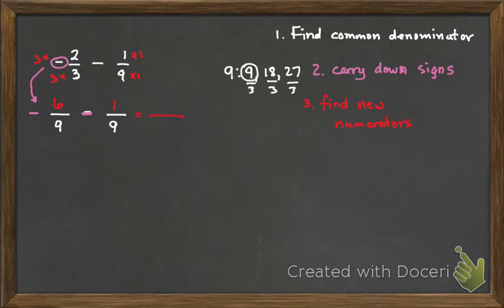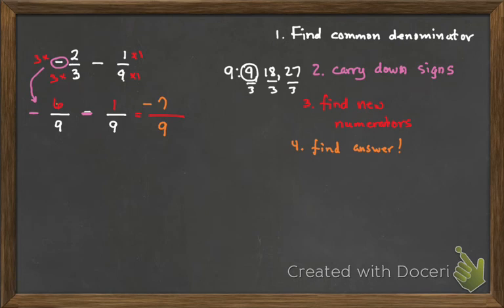Now, the last thing I'm going to do is find the answer. I have a negative 6. I'm going to carry over my denominator. That's the easy part. I've got a negative on my 6, and I've got a negative on my 1. Mrs. DeYoung would tell you both the signs are the same, you add and keep the sign. So 6 plus 1 is 7, and since both of them are negative, my answer is negative 7 over 9.